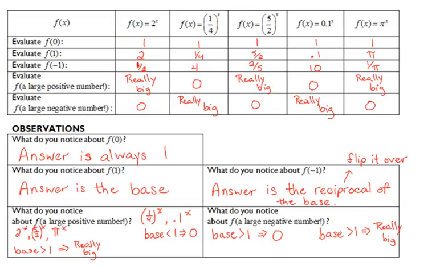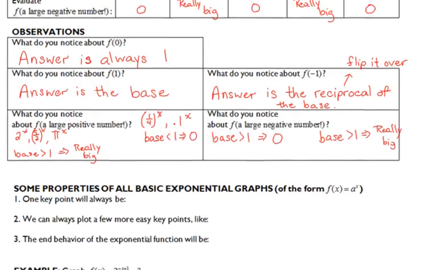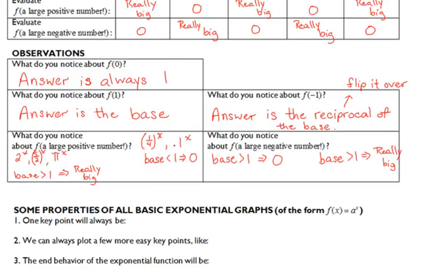Okay. So, from this, when we have an exponential function that is a to the x, one key point will always be what? What was always the same? 0, 1. Okay, one key point will always be x is 0, y is 1. As long as your function looks like this, a to the x, one key point will always be 0, 1.